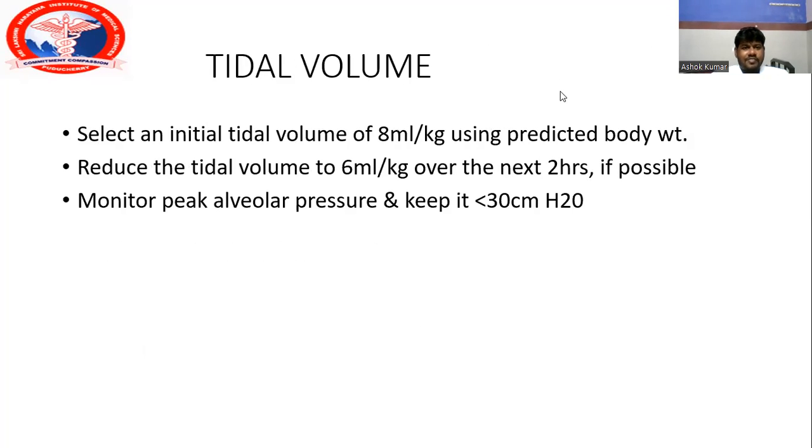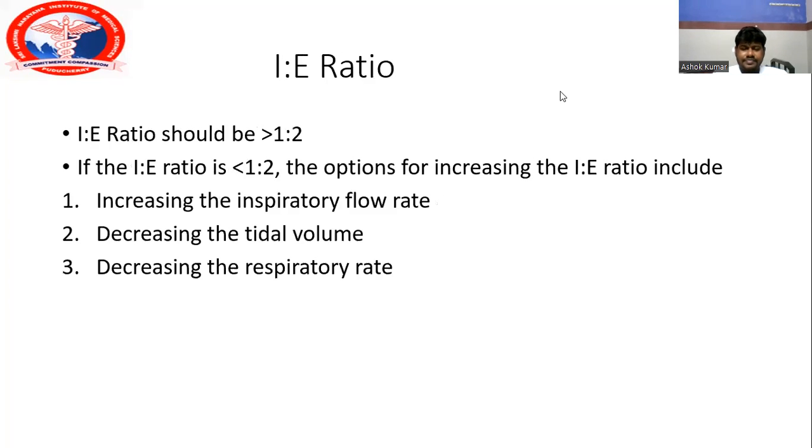Tidal volume: first, we take the tidal volume as around 8 ml per kg, using predicted body weight. Predicted body weight is calculated by the formulas: for males, 50 plus 2.3 times (height in inches minus 60); for females, 45.5 plus 2.3 times (height in inches minus 60). Next, reduce the tidal volume to 6 ml per kg over the next 2 hours if possible, and monitor the plateau alveolar pressure and keep it below 30 centimeters of water.